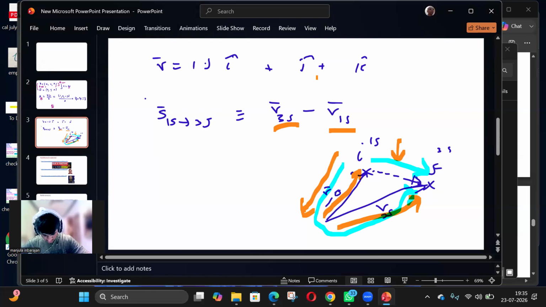Got the answer? I got the answer. Check it. I got it as 32 j cap minus 26 k cap. Yeah, that's the answer. Both ways, R at 3 seconds minus R at 1 second, I subtracted and obtained it. Yeah, final position vector minus initial position vector. Yes, sir.